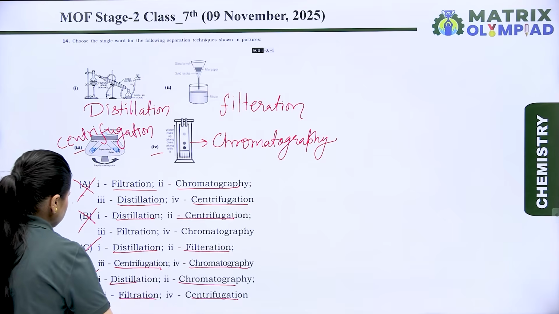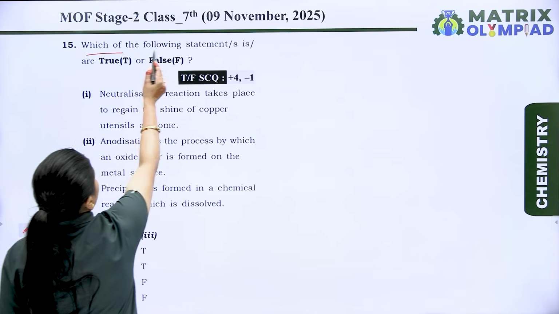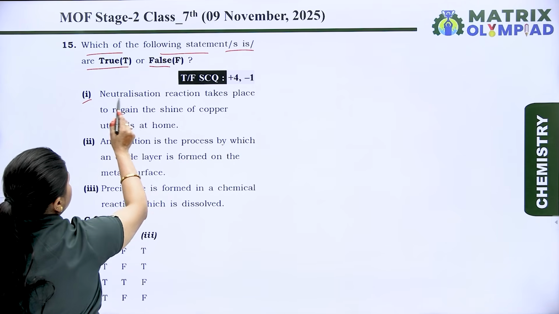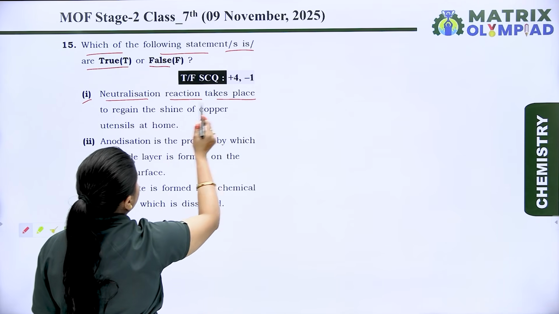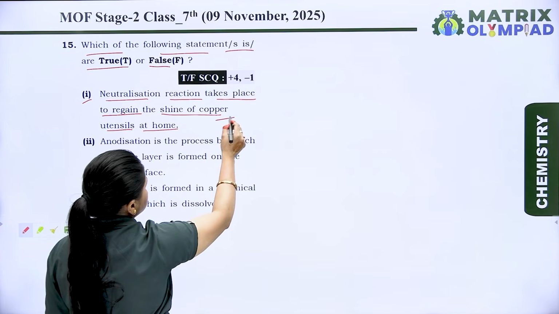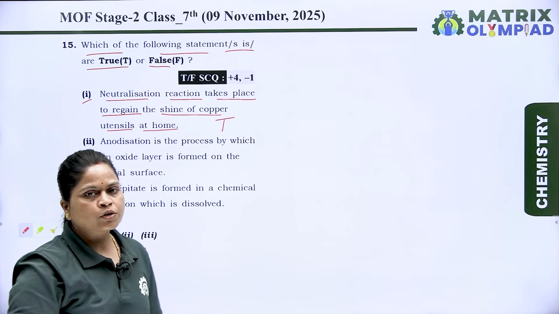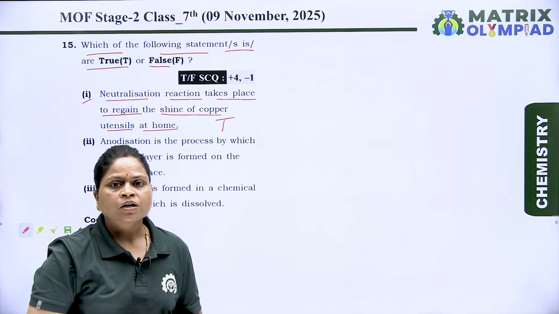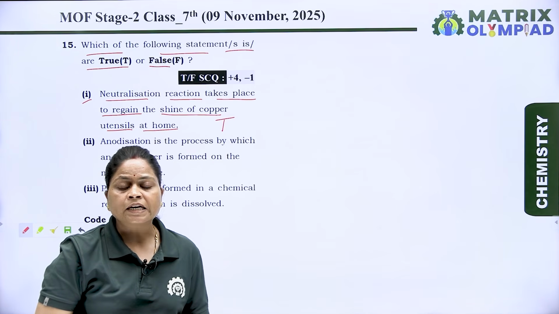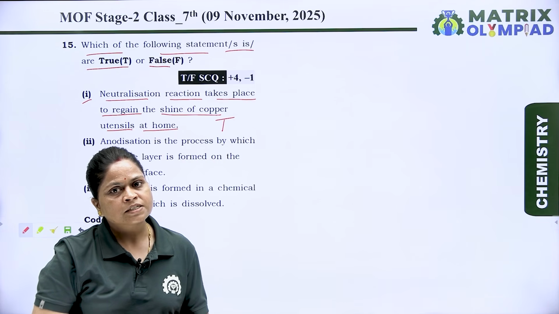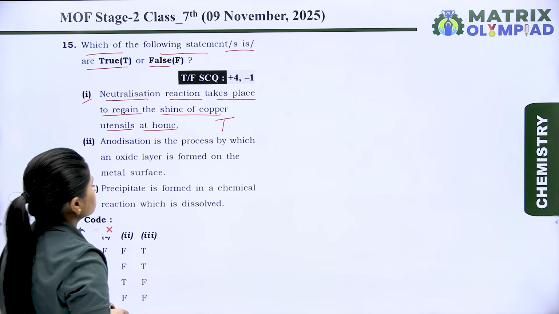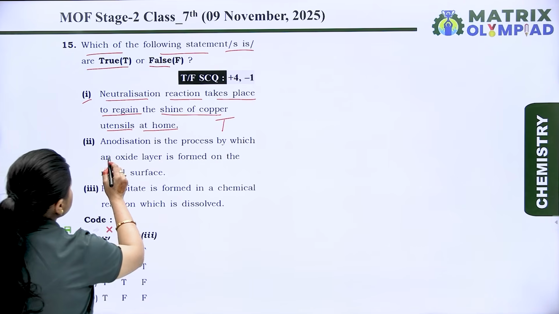Now the next question is, which of the following statements is true or false? The first statement is, neutralization reaction takes place to regain the shine of copper utensils at home. Yes, this is a true statement, as we know that a basic layer is produced on the surface of copper utensils due to corrosion, and it can be removed by using citric acid in the form of lemon, and this is called a neutralization reaction.